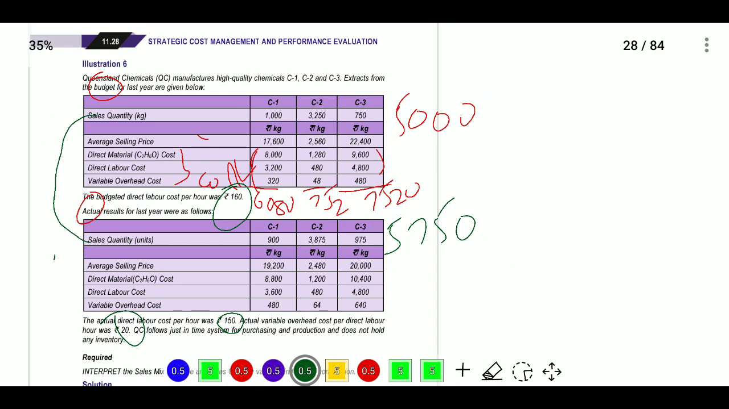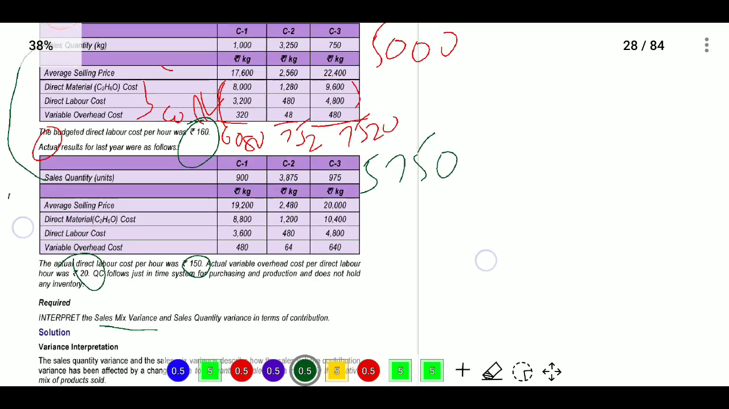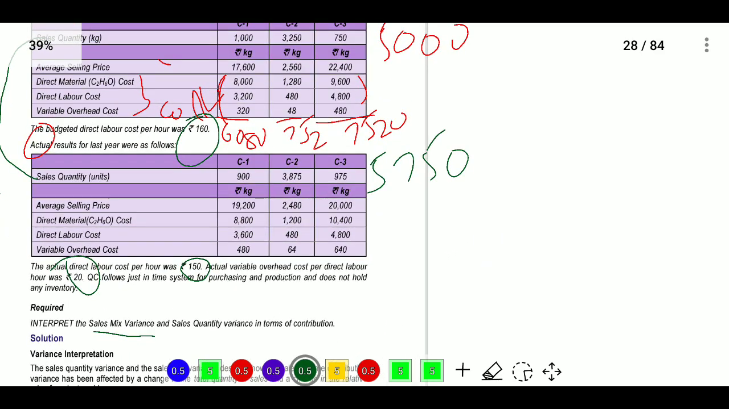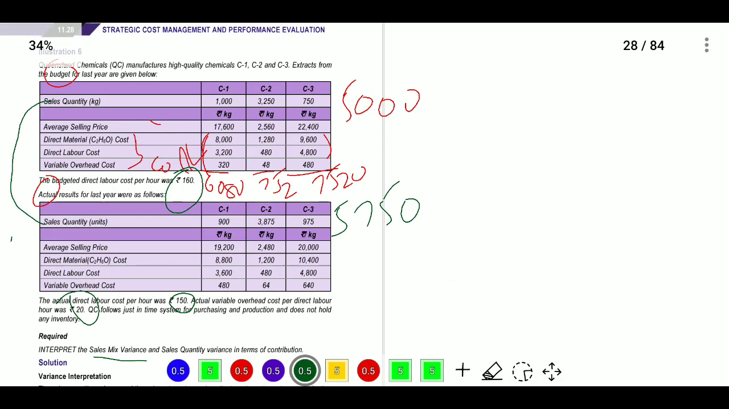What we have: we have got the contribution and we have different quantities. Now what is required: interpret sales mix and sale quantity variance in terms of contribution. So in terms of contribution, we require the mix variance and quantity variance. Mix variance means we require the revised actual quantity. How will we get the revised actual quantity? Based on the actual quantity, we will get the revised quantity.